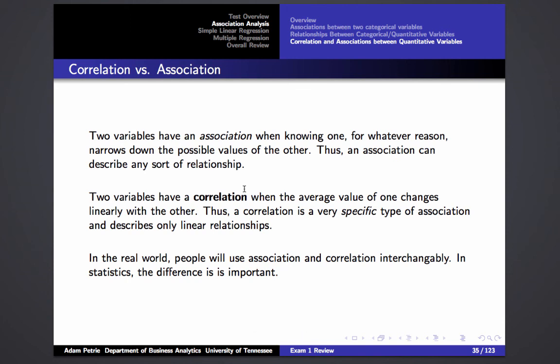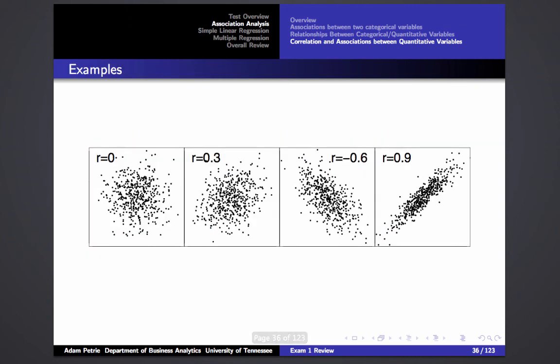So I mentioned this before. We use the specific word correlation to describe a particular type of association. An association in general is just used to describe when two variables are related to one another. A correlation is a specific word for when the two variables are quantitative and the average value of one changes linearly with the other.